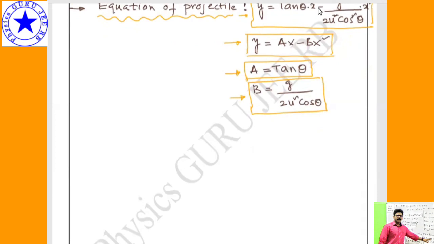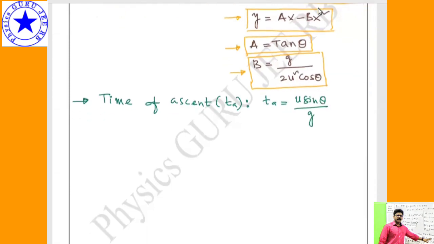Second one we derived is time of ascent. What is time of ascent? Time of ascent is nothing but the time taken to reach the maximum height. We got it as Ta is equal to u sine theta divided by g, or Ta is equal to, even we can write, uy, sorry, this is the uy component divided by g. This is nothing but time of ascent.